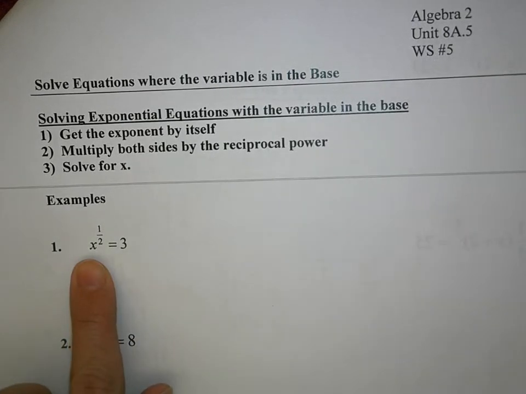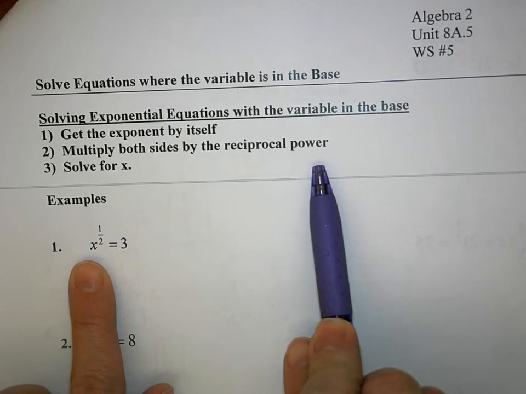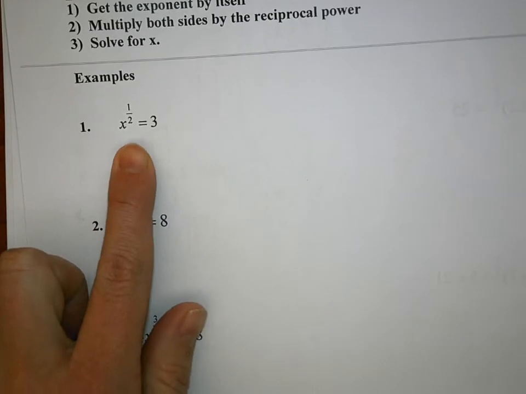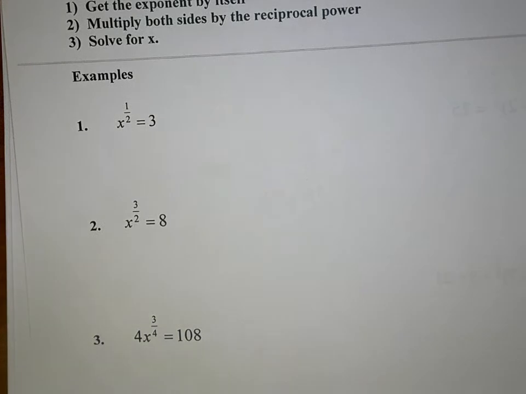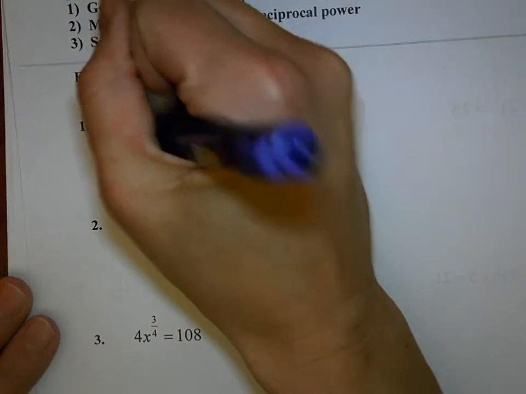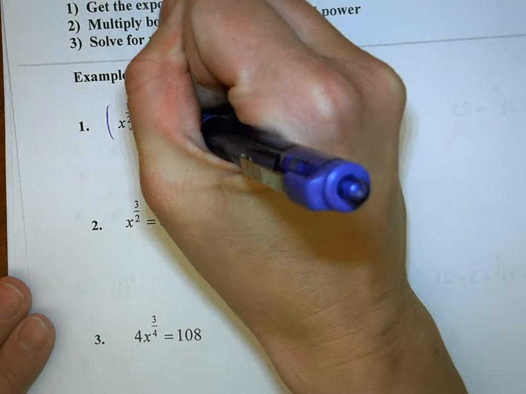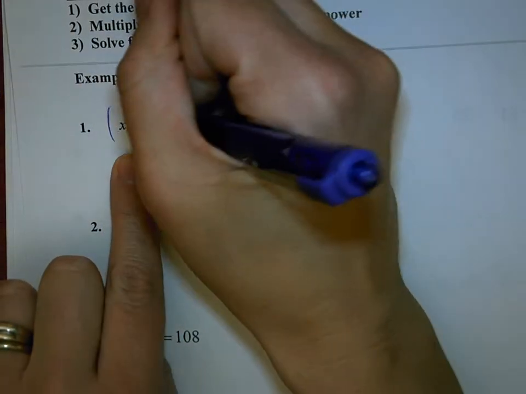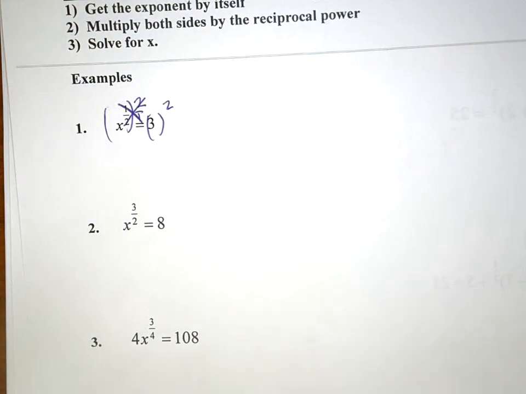So if you look at example 1, the exponent is by itself. Once you have that, you're going to multiply both sides by the reciprocal power and then solve for x. So in this case, in order to get rid of the 1/2 exponent, what would I do? I'd raise it to the second power, right? Because whatever I do to one side, I do to the other. But the second power is like 2 over 1, and see how the whole exponent ends up canceling out? Yes?